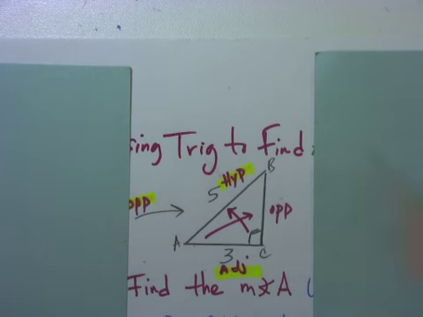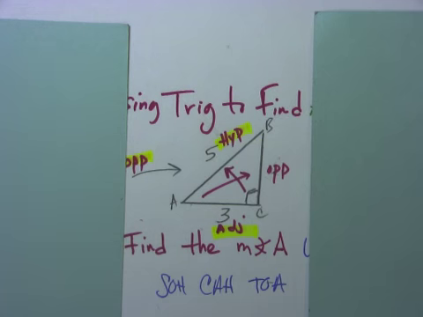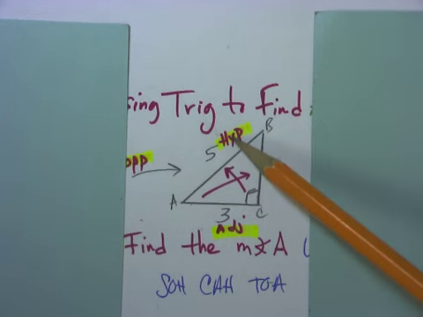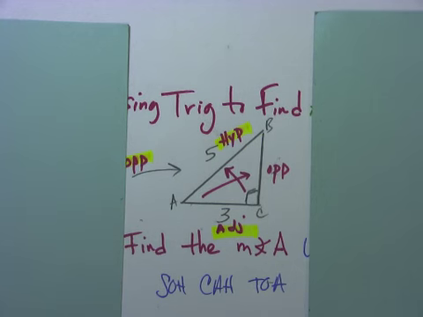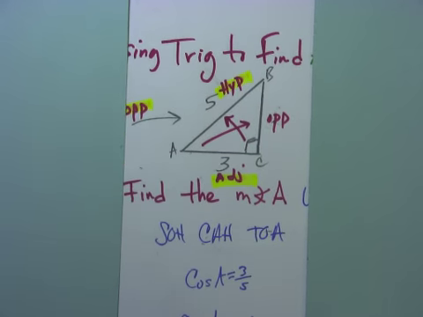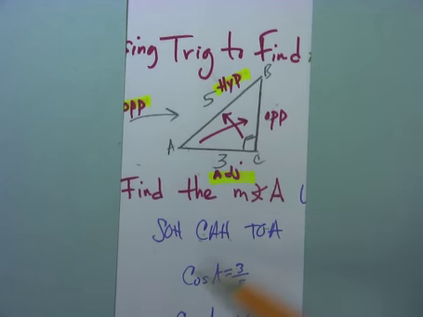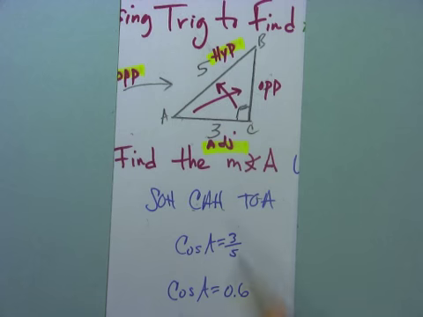So they want me to find the measure of angle A. I don't have an opposite side, but they did give me the hypotenuse and the adjacent side. So in SOHCAHTOA, which of the three trig functions has the hypotenuse and the adjacent side? Take a second to think about that. If you said the cosine function, you guessed correctly. The cosine function has the adjacent over the hypotenuse. So the cosine of angle A is equal to 3, the adjacent, over 5, the hypotenuse. When I put that into my calculator, 3 over 5 comes out to be 0.6.